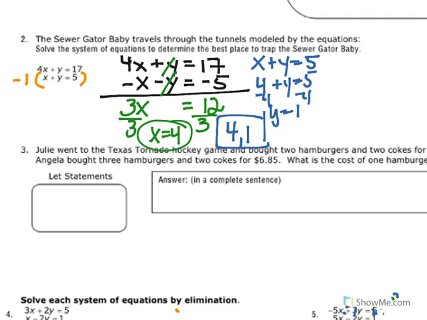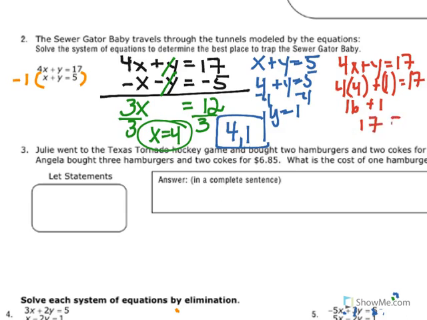I'm going to use the other equation, 4x plus y equals 17, and make sure it works. So I'm going to plug 4 in for x and 1 in for y, and we get 16 plus 1, which is 17. 17 equals 17. It checks. Okay, bada bing, bada boom. Let's go on to number 3.